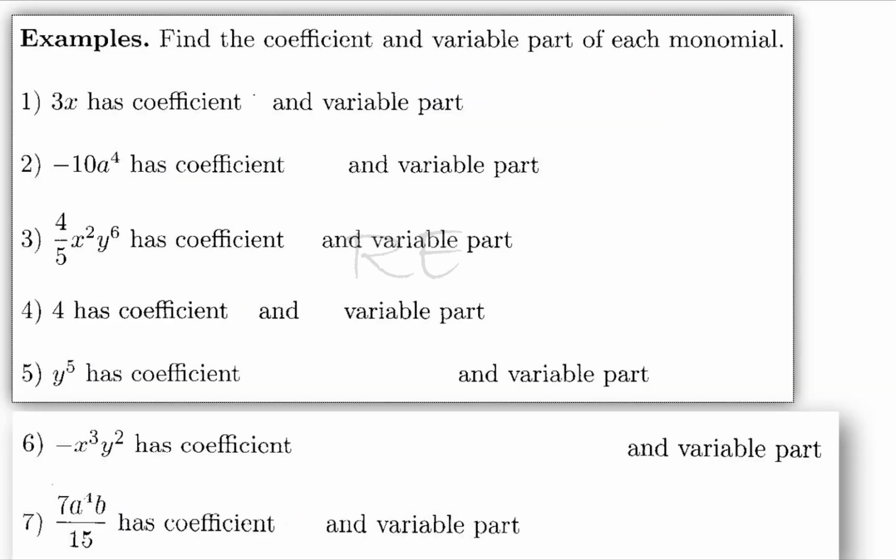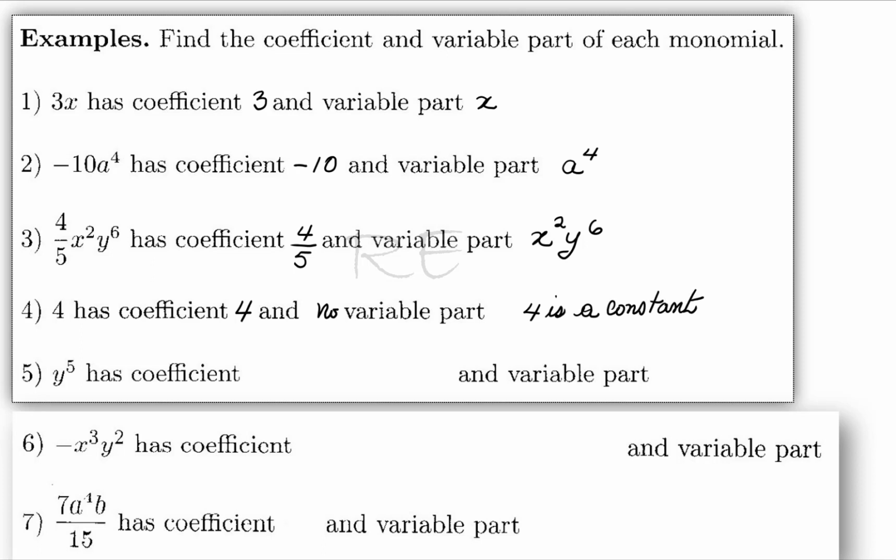Find the coefficient and the variable part of each monomial. 3x: coefficient 3, variable x. Negative 10a to the fourth: coefficient negative 10, variable part a to the fourth. 4/5 x squared y to the 6th: coefficient 4/5, variable part x squared y to the 6th. 4: coefficient is 4, no variable part. 4 is a constant.